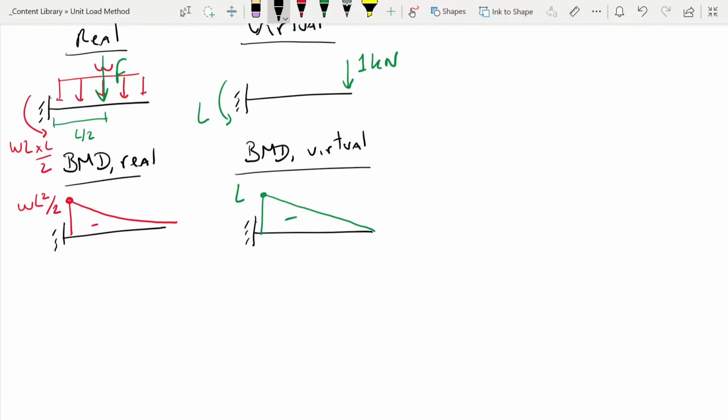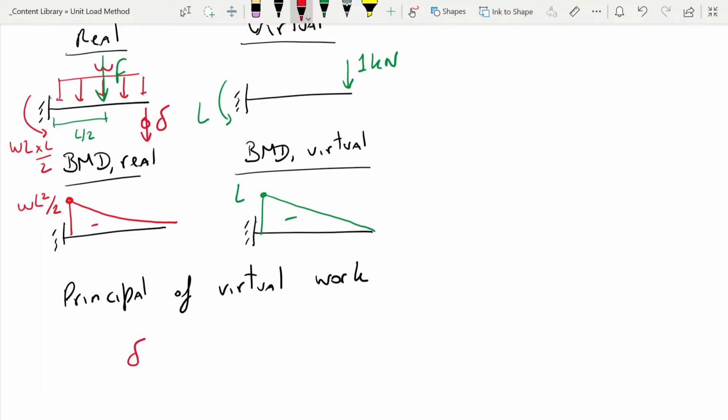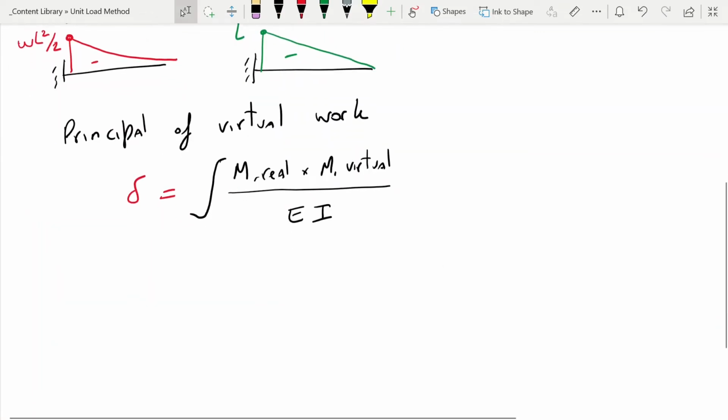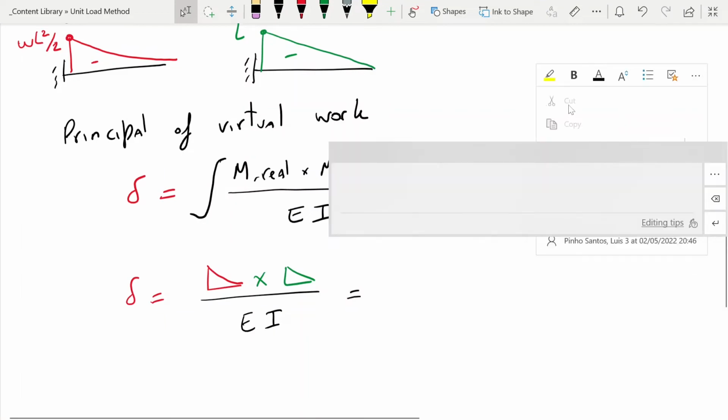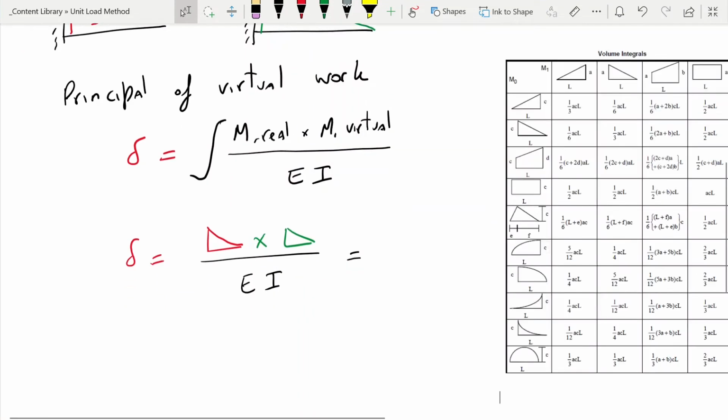Now that we have these two diagrams, we're going to use the principle of virtual work that basically says if you want to find out the displacement delta, this is nothing more than the integral of the real moments times the virtual moments divided by EI. So basically we can say that our displacement delta is nothing more than our parabola times our triangle divided by EI. Now, to do a parabola times a triangle, we need to check a table that tells us how much this is going to be equal to.